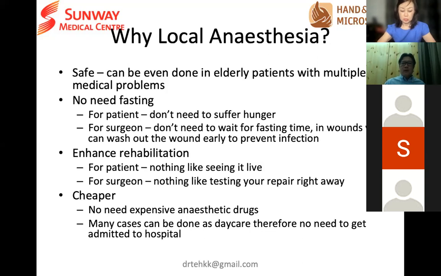If you repair a tendon, they can move right away. And as a surgeon, I can also test whether my repair is reasonable, whether it's good. And of course, it's cheaper, because cost is a big problem for us in private practice, because there's no need for expensive anesthetic drugs. And of course, there's another colleague who has to get involved in the care of the patient, and that adds to the cost of the surgery.